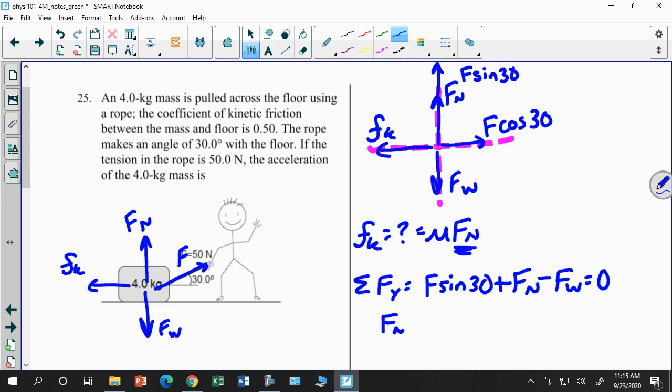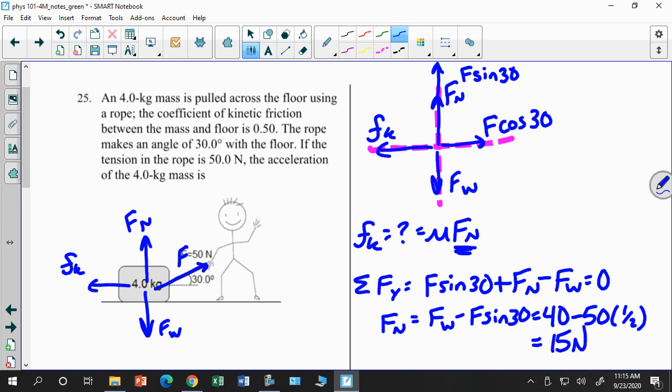So Fn is equal to Fw minus F sine 30. That's going to be 40 minus 50 times sine of 30, which is a half. So that's equal to 15 newtons. My normal force is 15. That means that my frictional force is 0.5 times 15 newtons, or 7.5 newtons. So now that I have the frictional force, I can find out what is the acceleration.